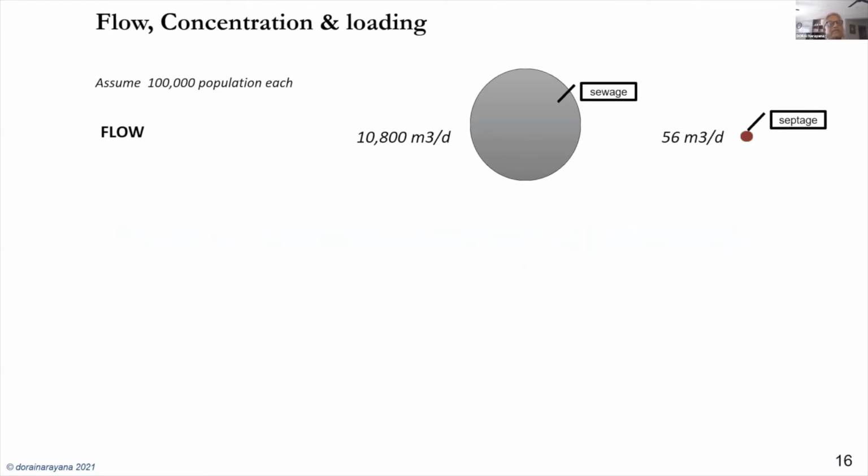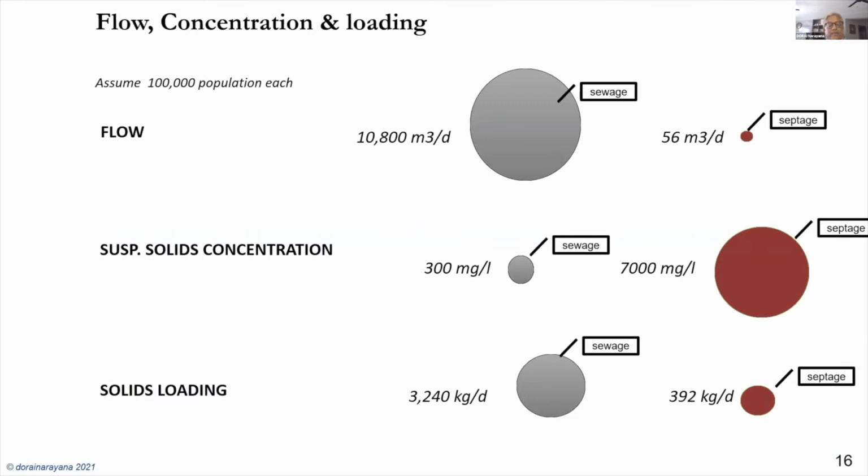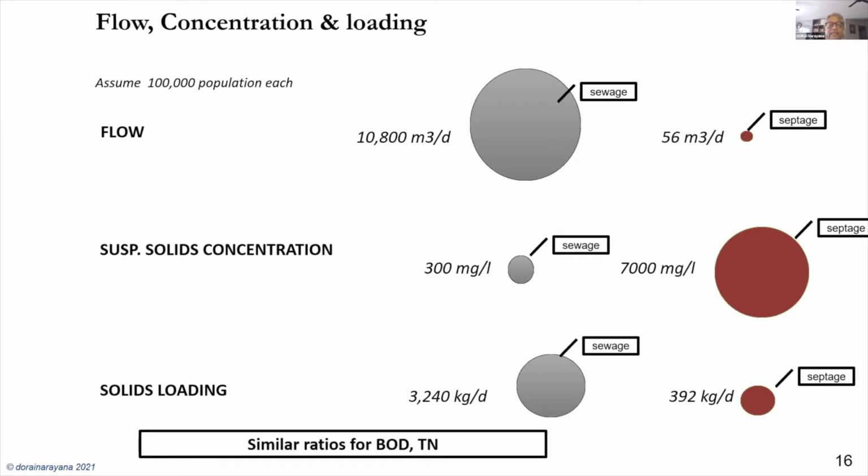Now let's look at this again. The flow, this is what it looks like, quite insignificant. Let's take a total suspended solids concentration of sewage of about 300, which is typical. And let's take 7,000 for our sample of septage, which is actually on the low side, if you ask me. So you can see that it's very much higher, more than 10 times higher in concentration. And when we multiply and get the solids, you see it is significant now. It is more than 10%. Earlier, you saw that the flow increase was not even 1%. But when it comes to the solid loading, it is already much higher. And similar ratios will be seen for the BOD loading or the nitrogen loading as well, right?